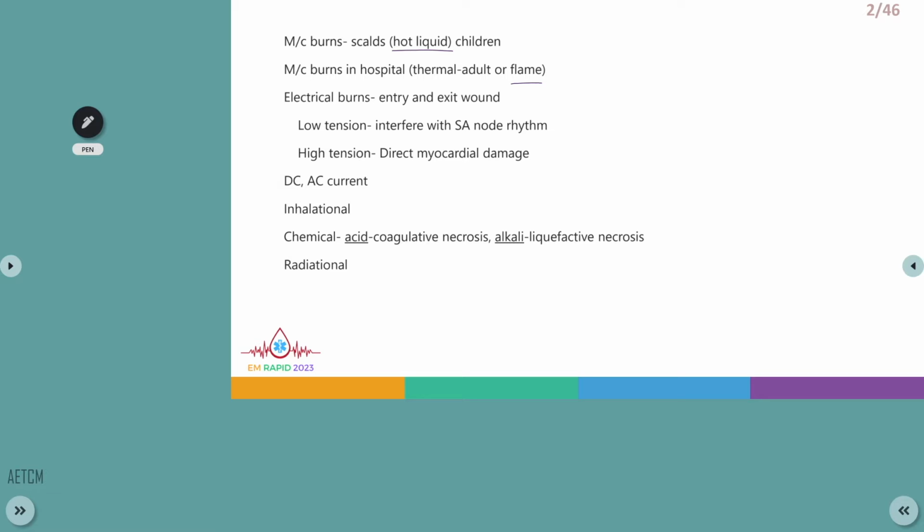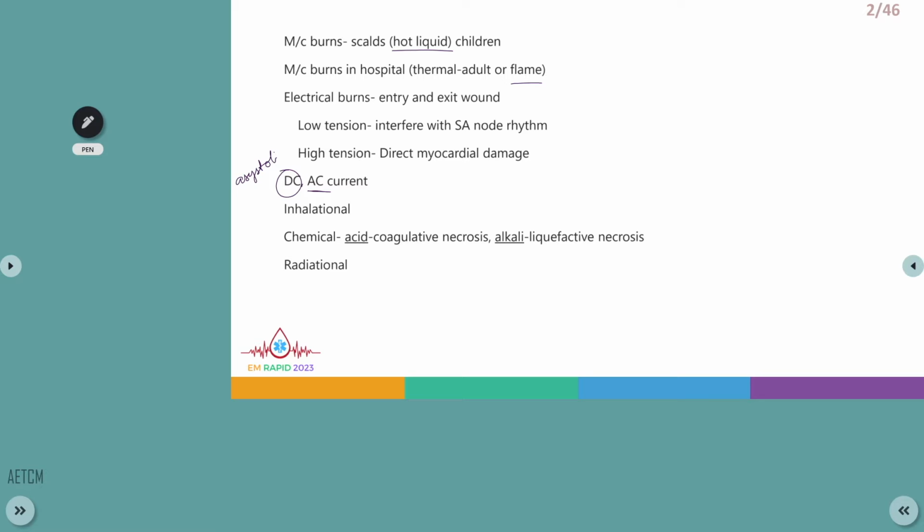In an electrical burn, there will usually be an entry wound and an exit wound. Depending on the tension, a low tension electrical burn can interfere with the SA node function of the heart, and a high tension wound can cause direct damage to the myocardium. Along with the effects of burns, there can be dysarrhythmias and other effects on the heart. If it is a direct current or DC current, the patient has a higher risk of asystole. If it is an AC current or alternating current, the patient has a higher risk of ventricular fibrillation and ventricular tachycardia.